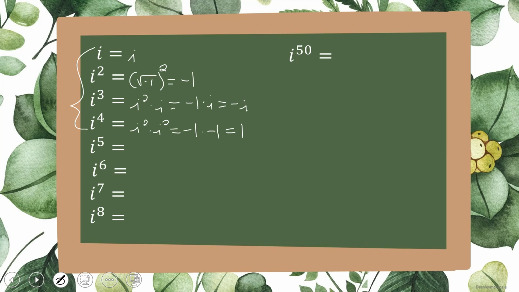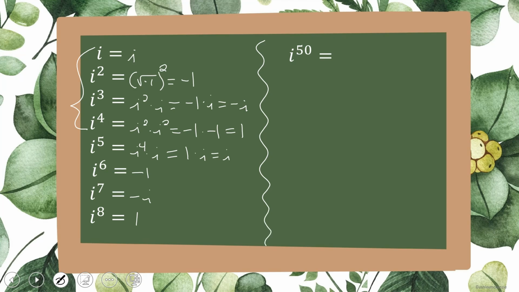So i to the fifth, we can create this a couple of ways, but I'm going to look at it as an i to the fourth times i. Well, we just did i to the fourth, and that was 1 times i, which is i. I to the sixth can be constructed several different ways, but that comes out to be a negative 1. I to the seventh would be a negative i. And then i to the eighth would be a 1. So when you have i to a power, for every multiple of 4, it's going to follow this pattern.